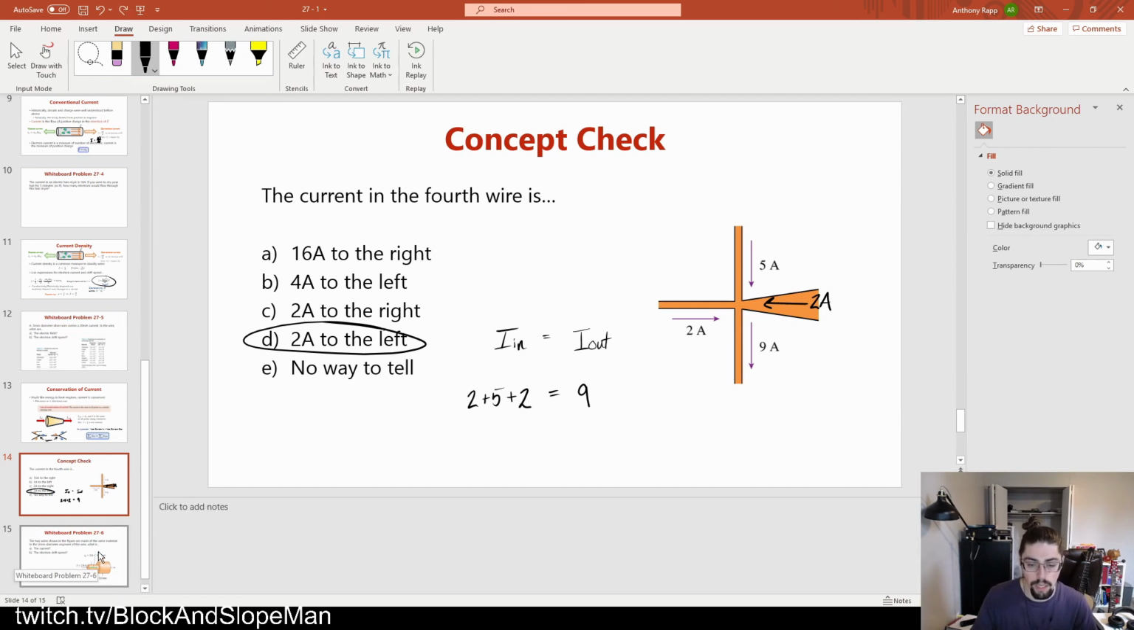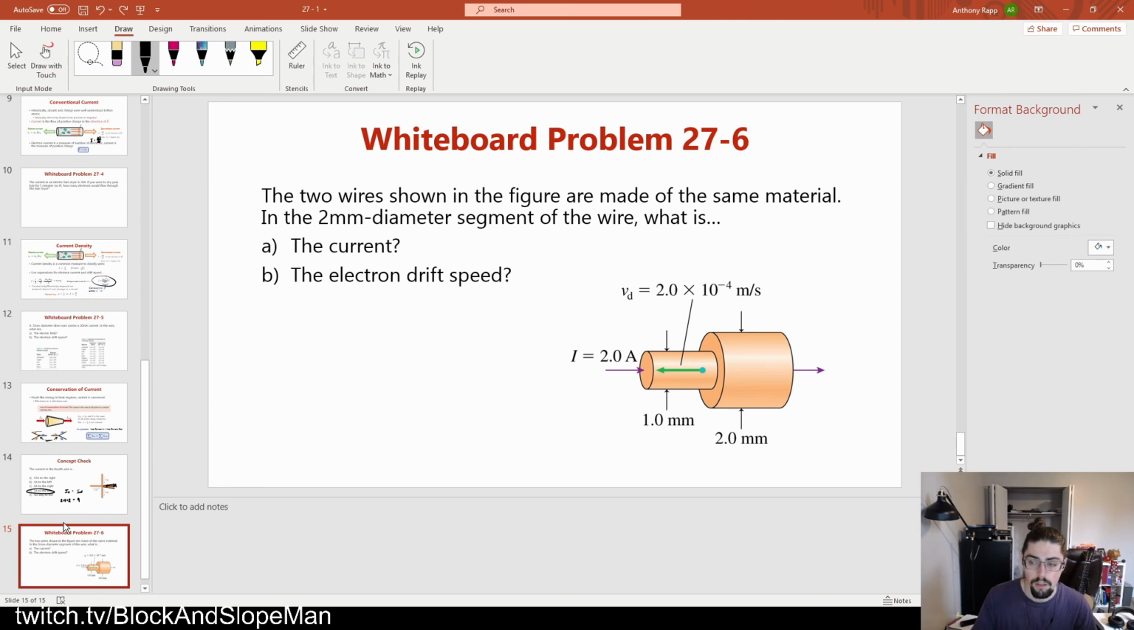Okay, I do want to start to look at this last whiteboard problem that we've got here. So in this case, what we have is like two separate wires spliced together. It's the same material the entire time, but the first part of the wire has a diameter of 1 millimeter. The second part of the wire has a diameter of 2 millimeters. Think about everything that we've had so far. What is the electron drift speed in the second part, the 2 millimeter part of the wire?